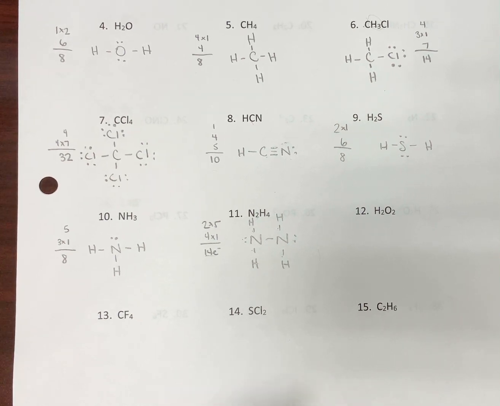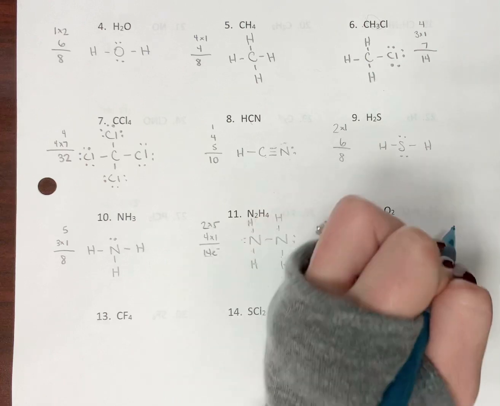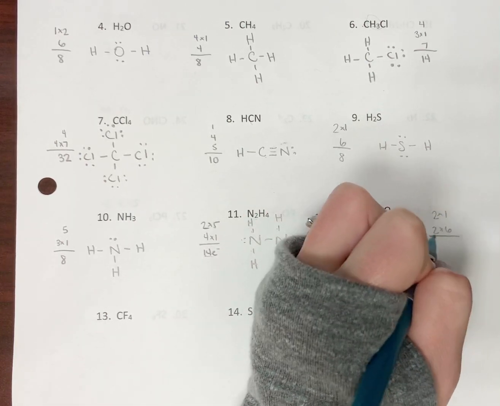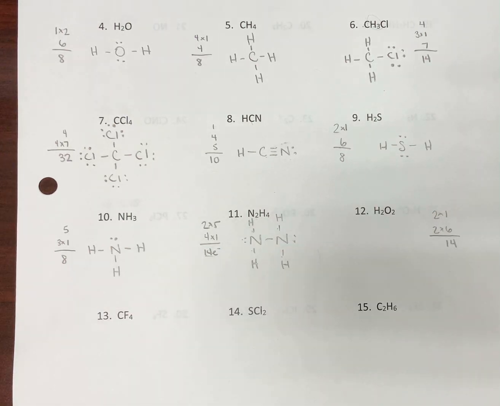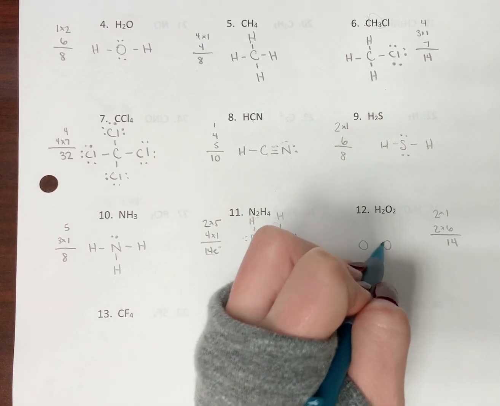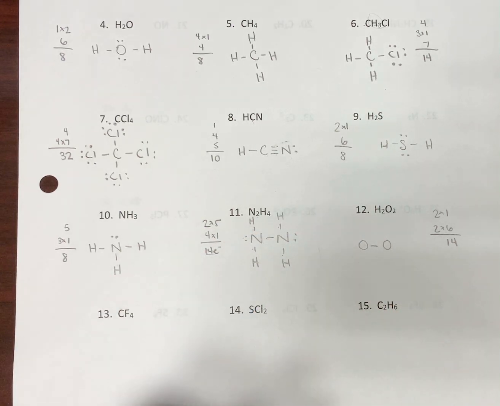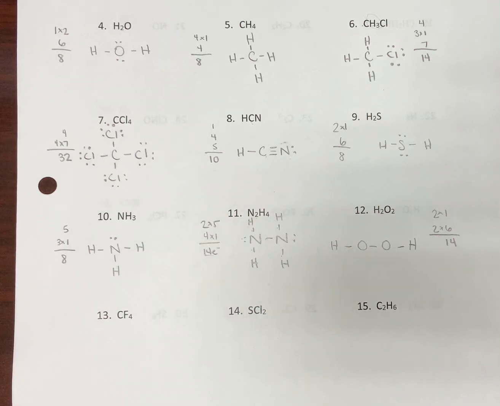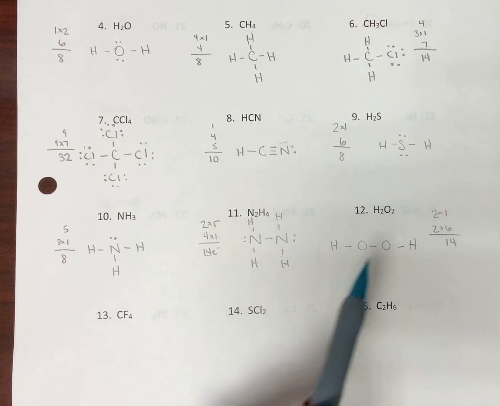H2O2, this is also kind of tricky. Let's count our electrons first. 2 hydrogens, 2 oxygens. Looks like we also have 14 electrons. So hydrogen cannot go in the middle, so I'm going to connect my oxygens, and because I like symmetry, I'm going to connect them like this. Again, if you want to put them another way, you can.